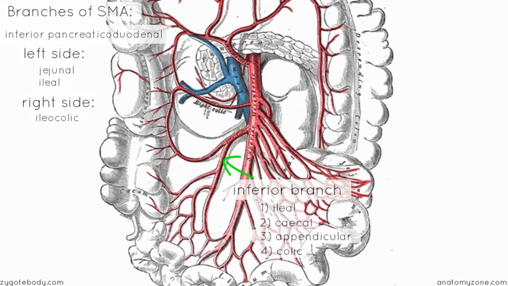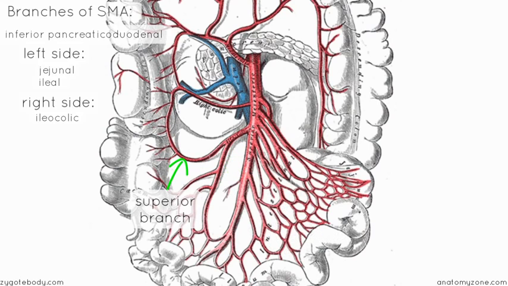So the ileocolic artery has a superior branch which ascends and supplies the ascending colon, but the inferior branch has four branches which supply the distal ileum, the cecum, the appendix, and the start, the proximal ascending colon. So moving on to the ascending branch of the superior branch of the ileocolic artery, this supplies the ascending colon, and it anastomoses with a branch that comes off the next branch of the SMA.